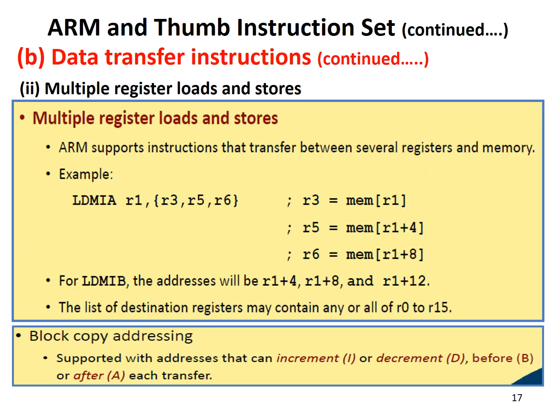So this is the multiple register loads and stores. LDMIA stands for load multiple increment after. LDMIB represents load multiple increment before. Here the transfer will happen from left to right. The content at R1 is stored to R3. Then the address in R1 is incremented by 4, and that content is stored in R5. Then it is incremented by 8, and that content is stored in R6. Similarly for LDMIB. The list of destination registers may contain any or all of R0 to R15. It is supported with addresses that can increment or decrement before or after each transfer.